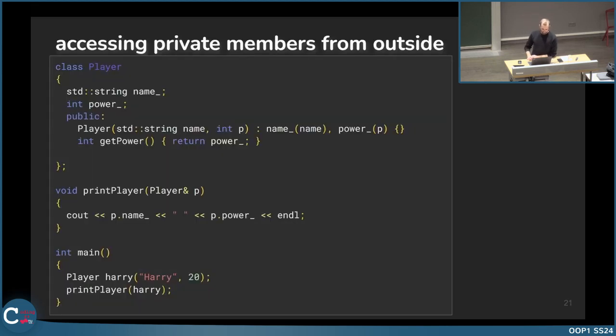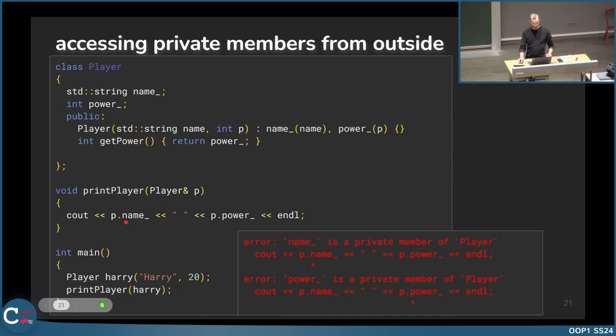So when you have something like this, we want to create here, again, our player. So we have our player class. A player is a name and a power. And we have here a player with a constructor, which just sets the name and the power. We create a player Harry, which has a power of 20. And we want to print the player. And of course, what's the obvious error here? Yes. So the name and the power is private. So this does not work here.